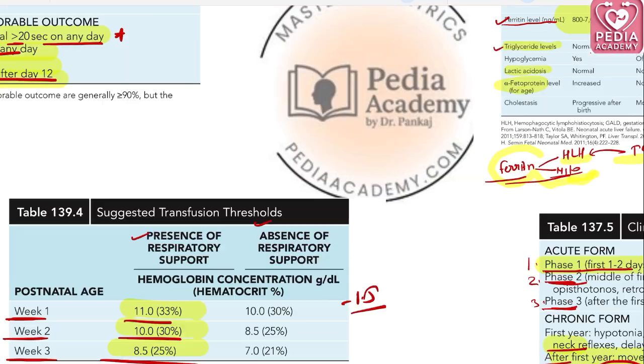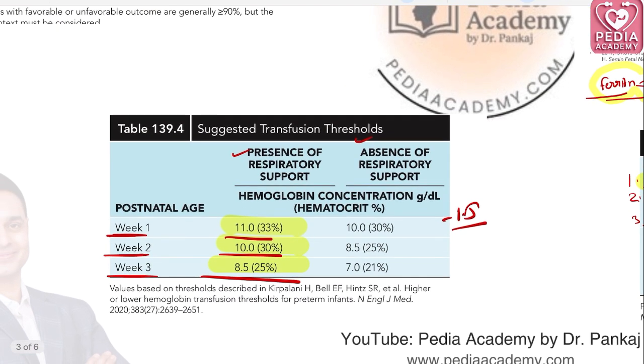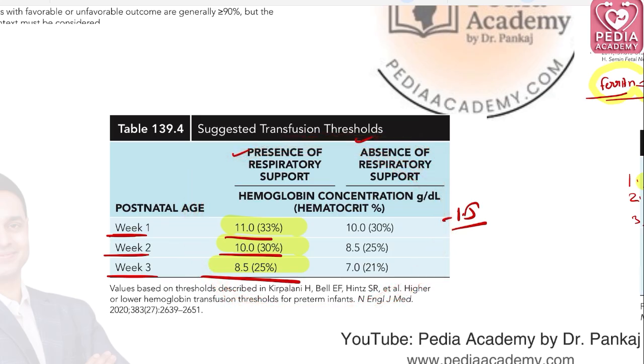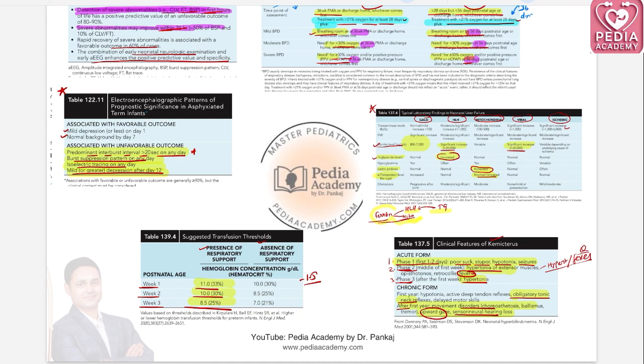Now we will discuss some transfusion thresholds in newborn. Week 1, week 2, week 3, we will see like that. If respiratory support is there, the threshold will be 11, 10, 8.5. In absence of respiratory support, it will be 10, 8.5 and 7. So just remember these, because you have to remember these values. If you read them twice or thrice, you will remember these values because these are very important.